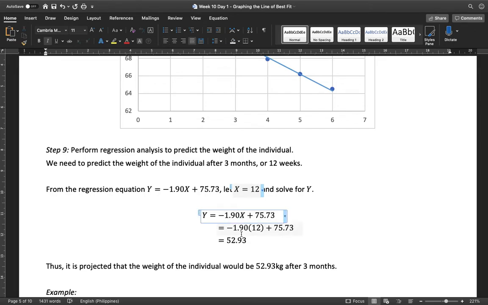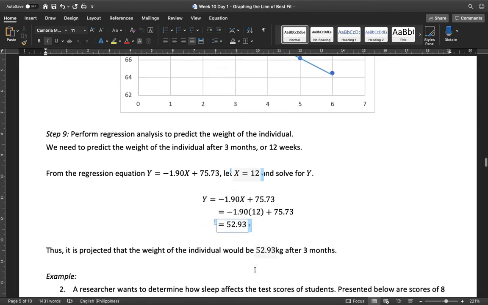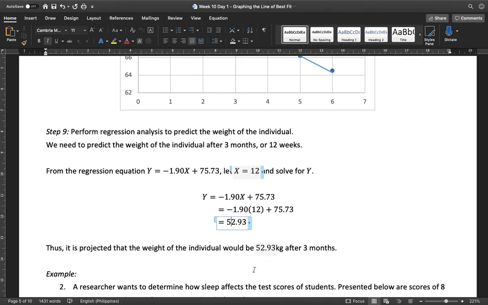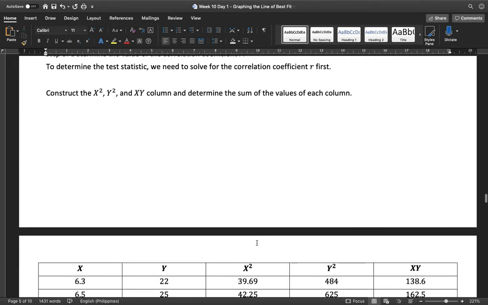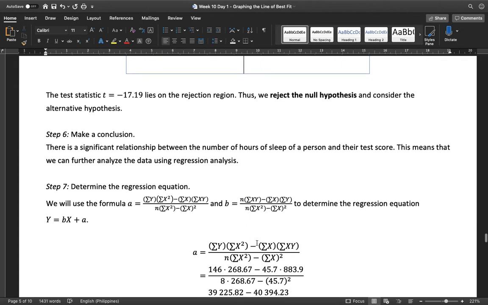So, that's negative 1.90 times 12 plus 75.73. We get 52.93. So, ang projection natin, yung weight ng individual na yon is 52.93 kilograms after 3 months. So, that's how we predict values of dependent variables given yung independent variables. So yun. Marami pang example dito. Aralin niyo lahat. Okay?